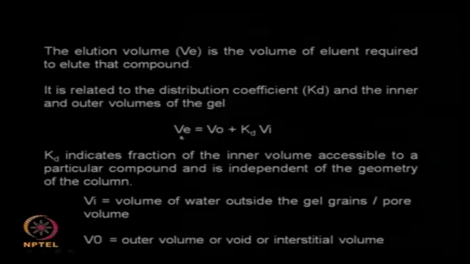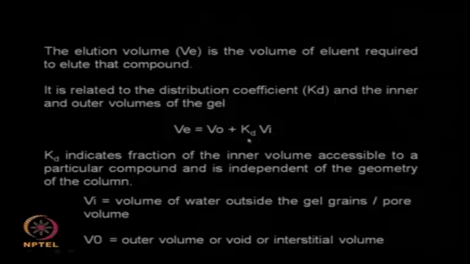So the elution volume Ve is a function of the distribution coefficient. Distribution coefficient is like the partition coefficient, or the interaction between the solute adsorbed vis-a-vis the solute present in the liquid phase. So the elution volume Ve is given by V0 plus Kd into Vi. V0 is the void volume, as I said, or interstitial volume, that is the excluded volume. Vi is the volume of water inside the gel grains, that is the pore volume. So you have solvent present in the interstices, and solvent present inside the pores. Those are the two terms coming in, V0 and Vi.